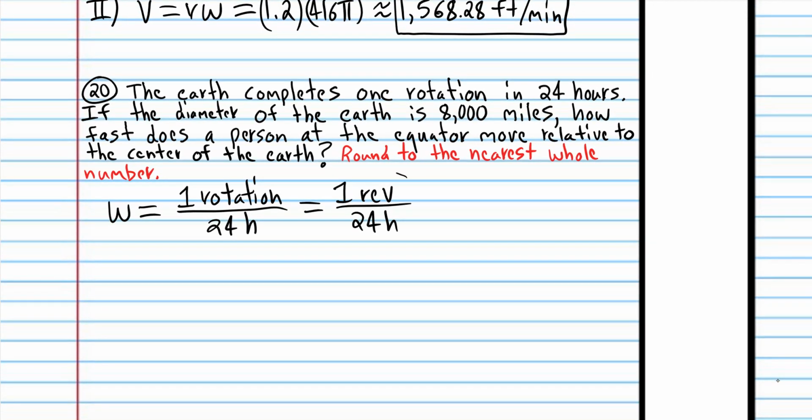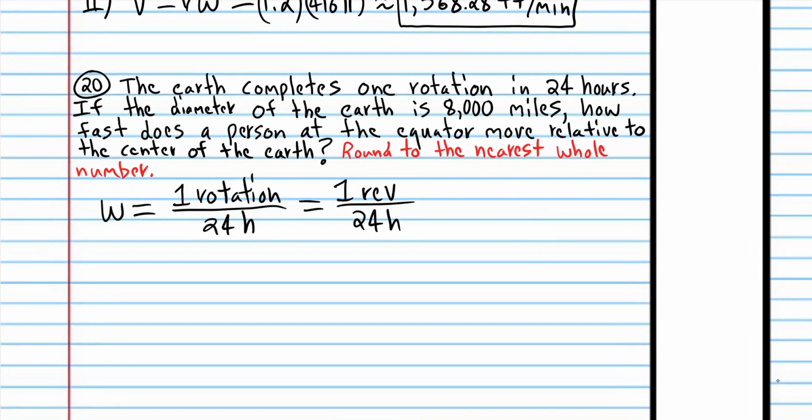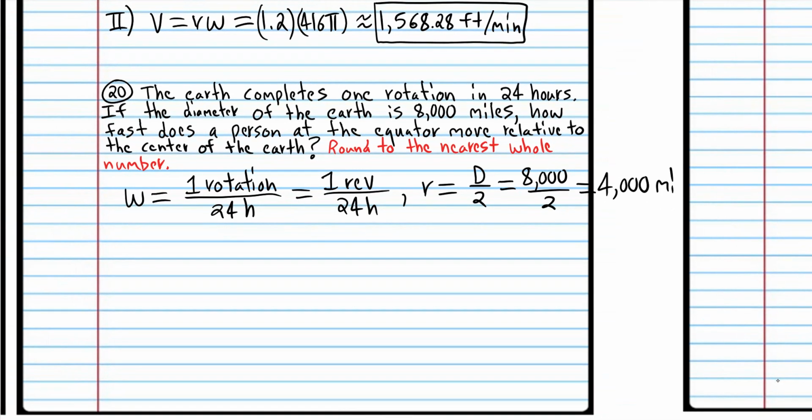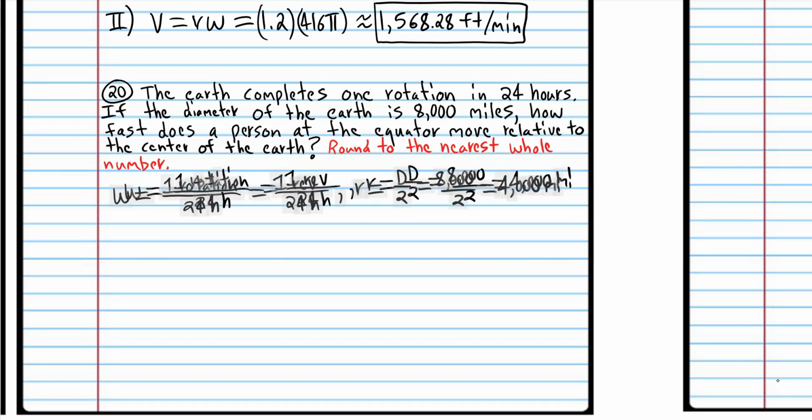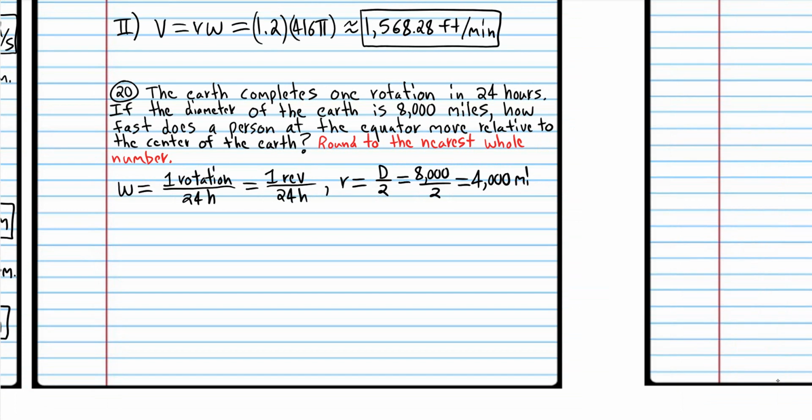So we have the angular velocity as 1 revolution every 24 hours. If we want to, we can write it as 1/24 of a revolution per hour, but you don't have to write it like that if you don't want to. It's probably easier just to leave it the way it is there. And we also know that the radius is the diameter divided by 2, so 8,000 divided by 2 is obviously 4,000 miles. So we were not given the radius, we were given the diameter. Sometimes in problems you're given the diameter and not the radius.